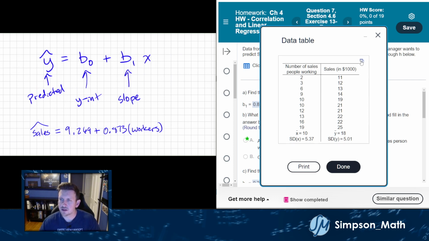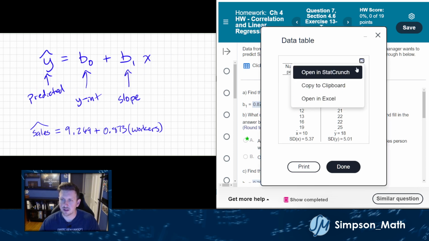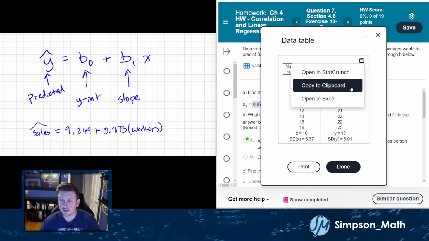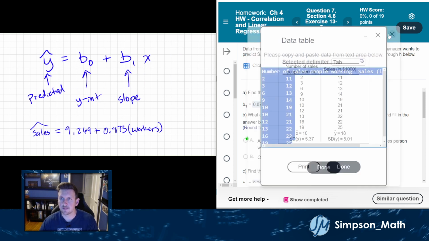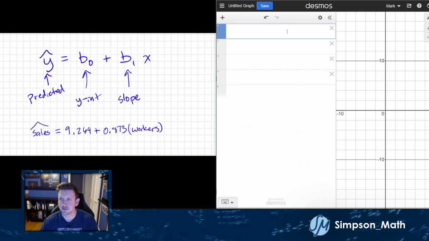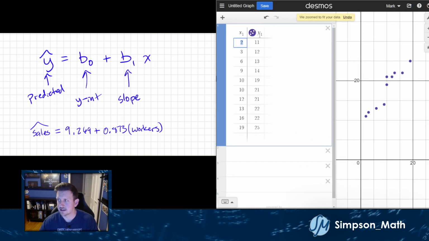All right, so to get this over into Desmos from a MyLab question, just click on the open in whatever, and I'm going to do the copy to clipboard. So copy to clipboard, and then I will be doing tab, not comma separated. If you do commas, it's not going to move right into Desmos. Stick with tab and it will work. So Control or Command C, or right click copy. I'm going to hop over to Desmos, and in an empty row, just press paste, Control V.